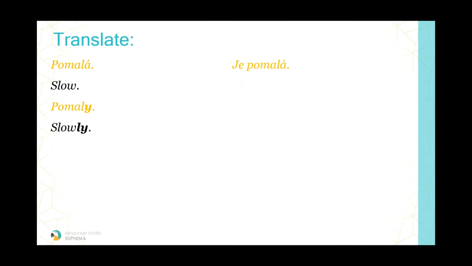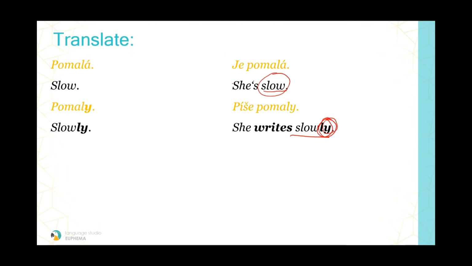Now the sentence. Je pomalá. Translate. She's slow, very well. And píše pomaly. She writes slowly. Excellent. So you can see the difference here. She is slow. Slow is an adjective. And she writes slowly. Slowly is an adverb. So we basically just add ly to this adjective slow.